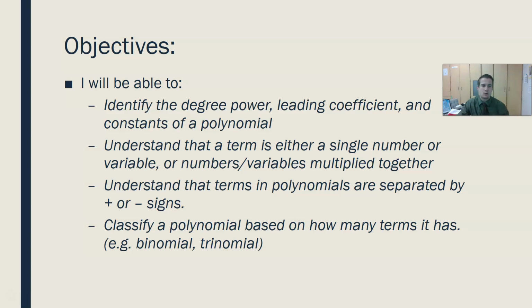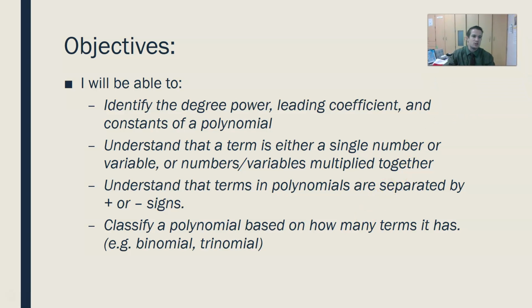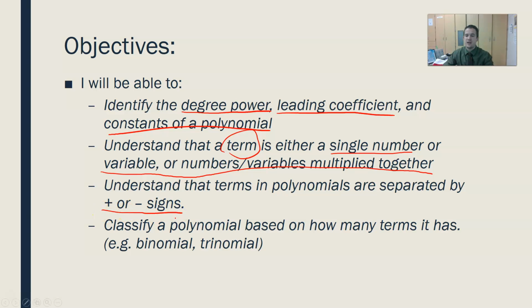In this lesson specifically, we're going to have an introduction to some basic terminology associated with polynomials, what polynomials are, how we identify them. So by the end of this lesson, these are the things I hope we're able to do. Identify the degree, power, leading coefficient, and constants of a polynomial. Understand that a term is either a single number, or a variable, or numbers and variables multiplied together. We'll talk about terms of a polynomial. I want you to understand that terms in polynomials are separated by plus or minus signs, and be able to classify a polynomial based on how many terms it has. Binomial, trinomial, etc.